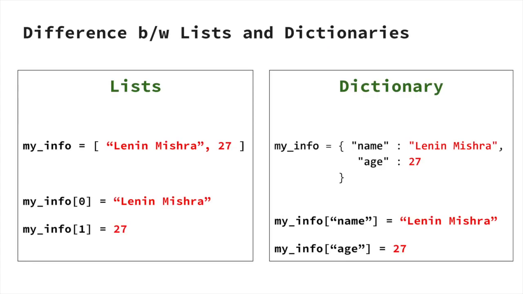The difference between lists and dictionaries comes from accessing elements. In lists, we can access elements using their index. However, in a dictionary, we have to access the elements using their keys. So, let's go ahead and do some practice with dictionaries.